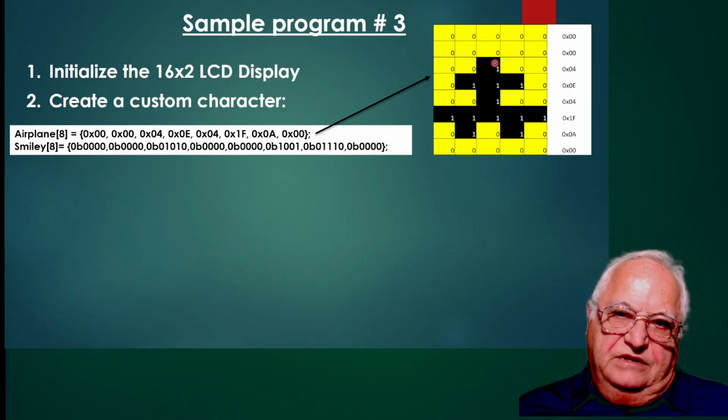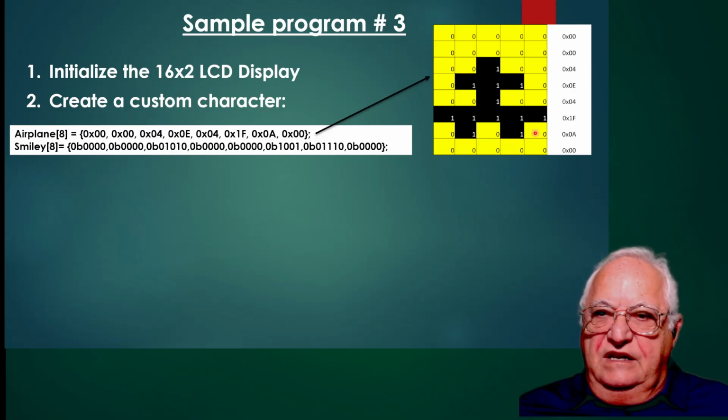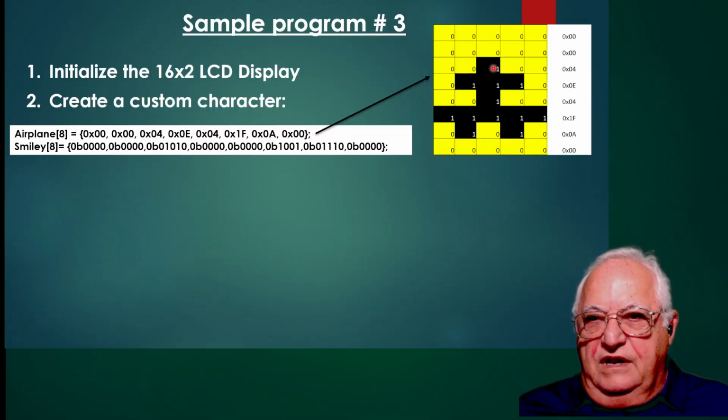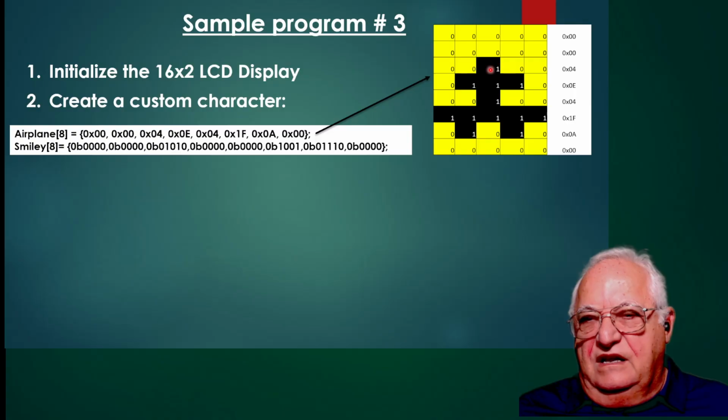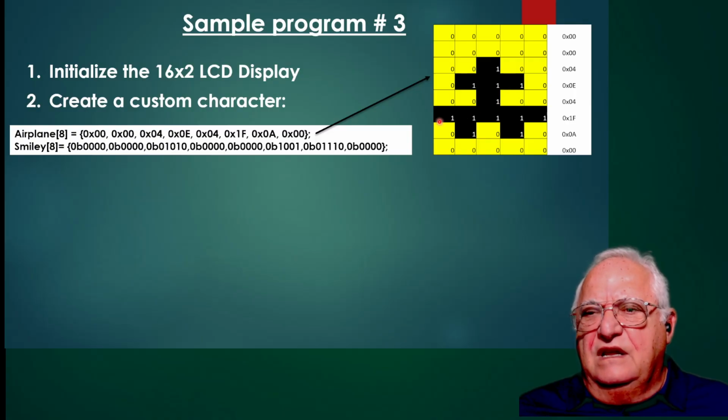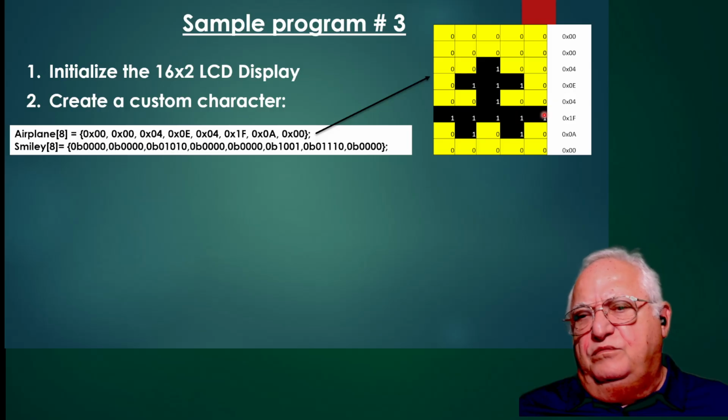0, nothing happens. So where I have the 1s is where the display is going to light up. So basically 0, nothing. 4 is going to light up this LED. Then 0E is going to light up this 3. Then I do 4 again. And then 1F hex is going to light up all this, and so forth and so on. But you'll see it on the display.